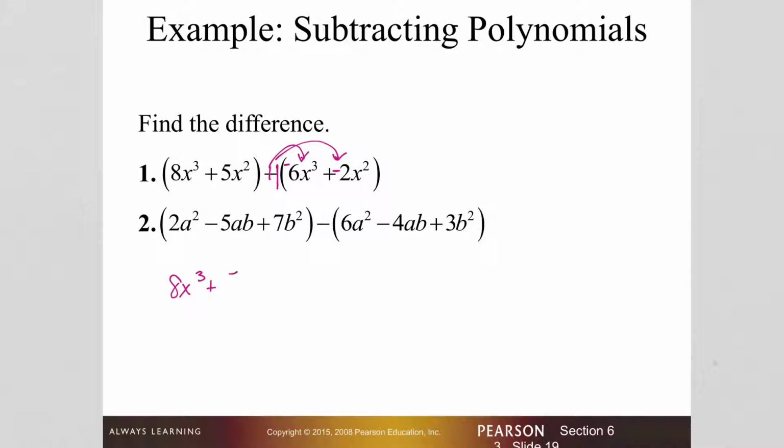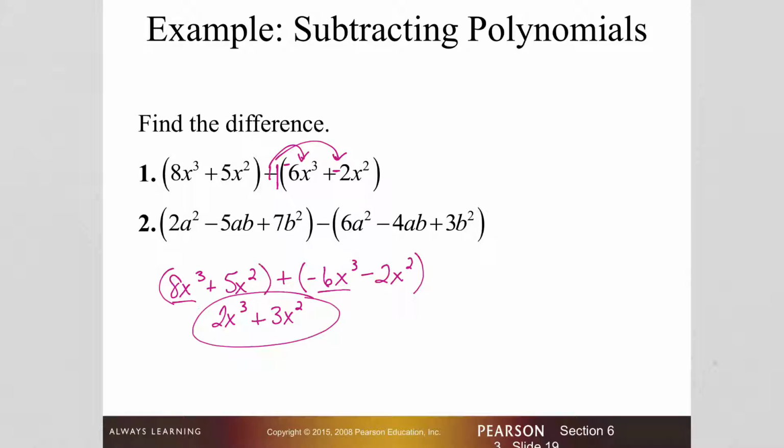8x cubed plus 5x squared plus negative 6x cubed minus 2x squared. Now I'm going to combine my like terms. I get 2x cubed, and then I have 5x squared plus a negative 2x squared, so that's plus 3x squared. That's as good as that gets.